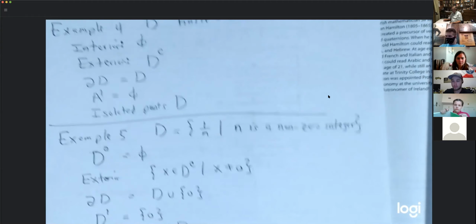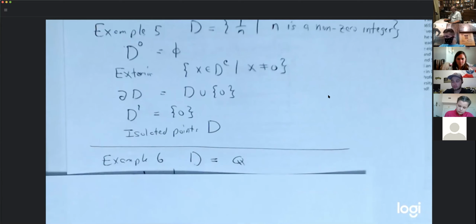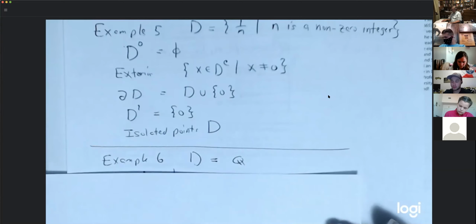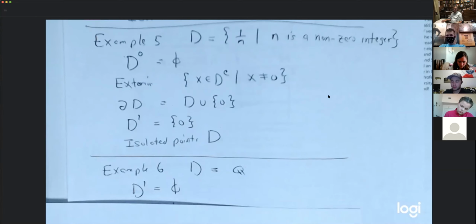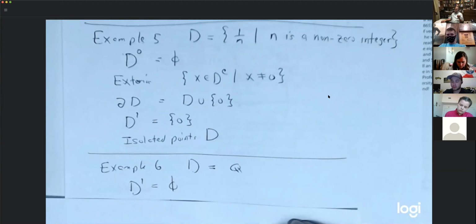And then finally, we got the hardest one to think about, and that is, suppose D is the rational numbers, all the fractions in the number system. What are the interior points? And the answer is the empty set. What does that mean? There is no interval of real numbers that is exclusively fractions.